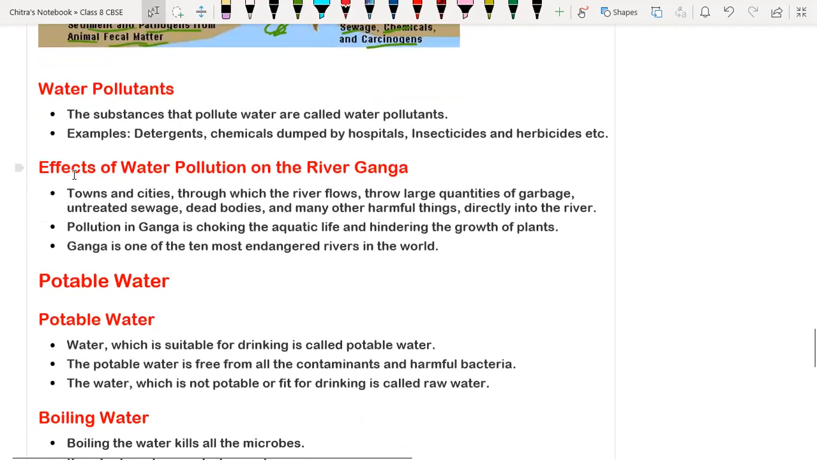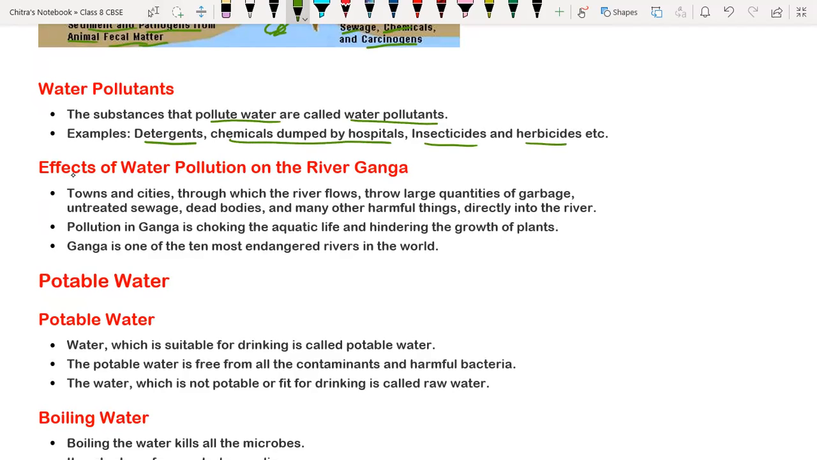Now, we have to understand water pollutants. The substances that pollute the water are called water pollutants. Examples: detergent, chemical dumps by hospitals, and insecticide and herbicide used in agricultural activities. They are the main source of water pollution.